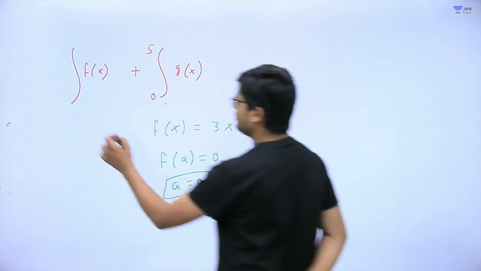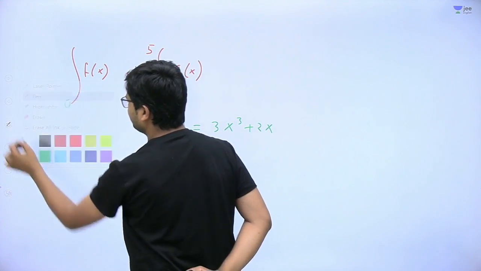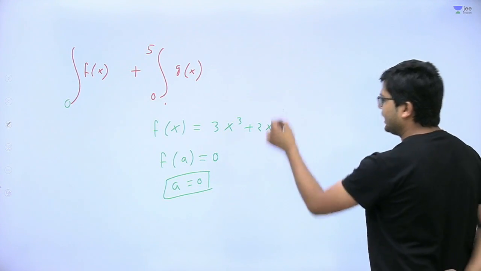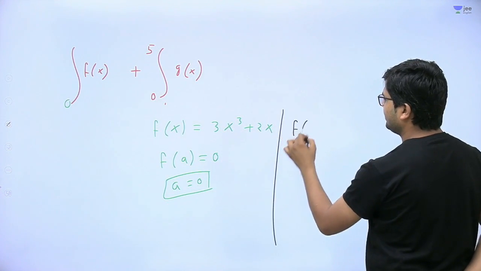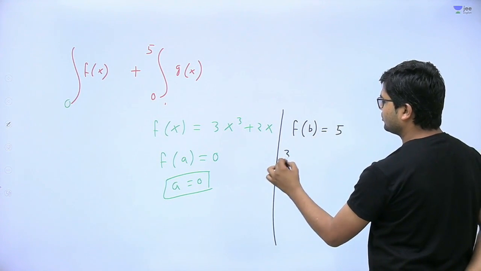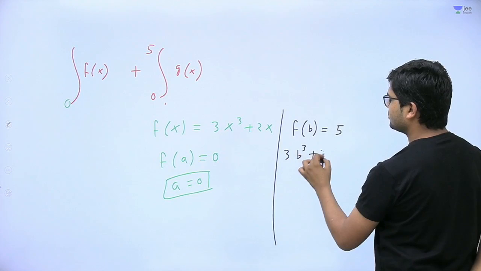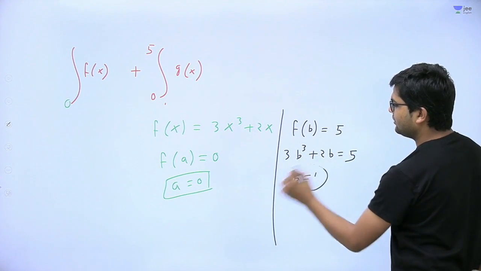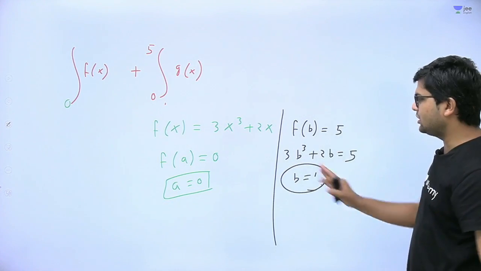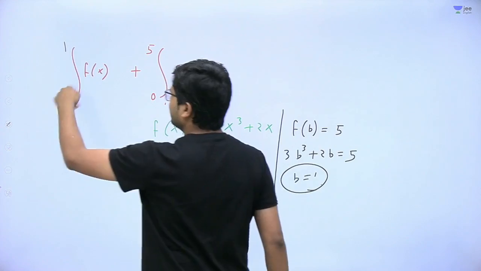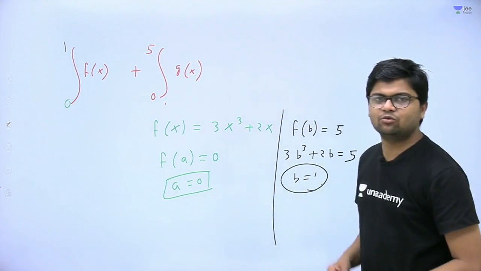So the lower limit will come out to be 0. Got my point? Very good, students, very good. And the value of b for which f of x is equal to 5: 3b cube plus 2b equal to 5. If you put a little bit of hit and trial method, b will come out to be simply 1, because 3 plus 2 is 5. Therefore this function f of x, its limit will be 0 to 1.